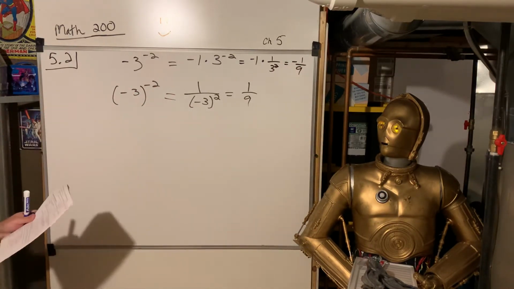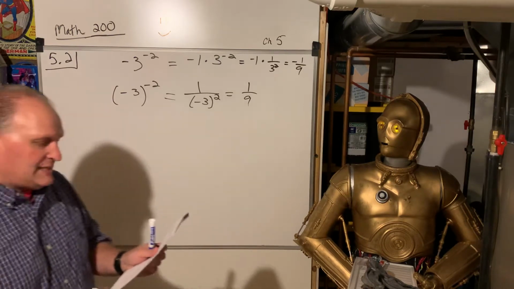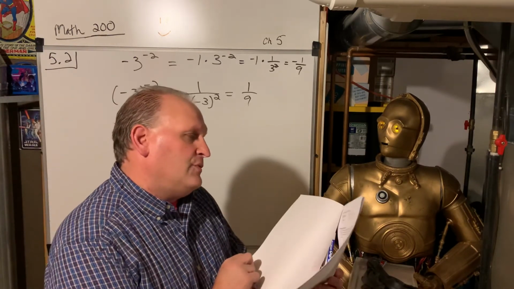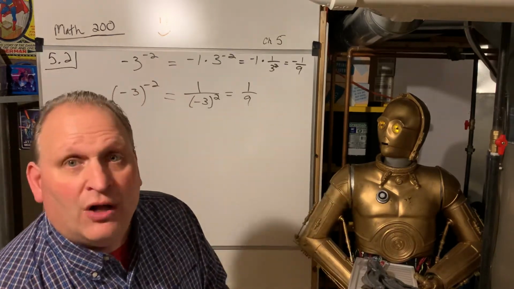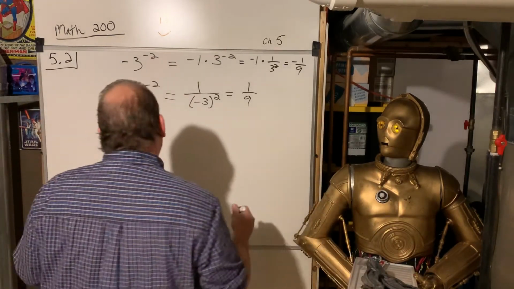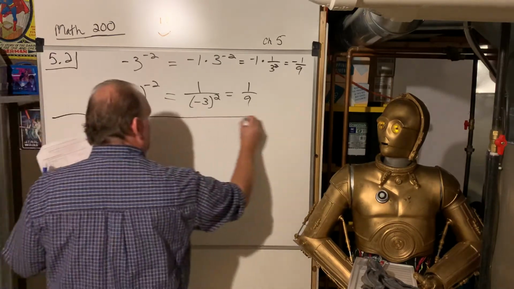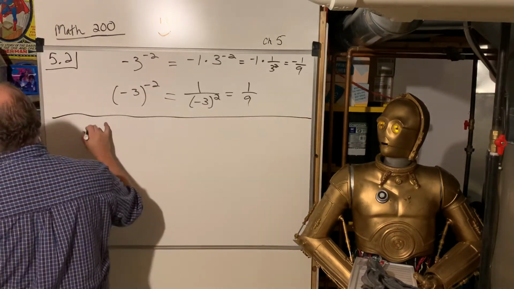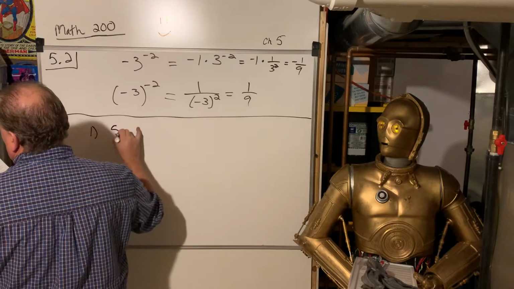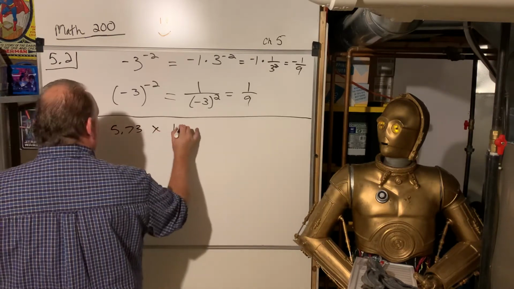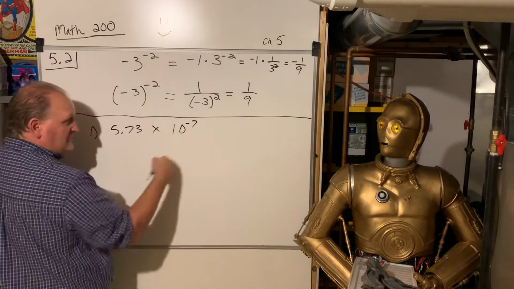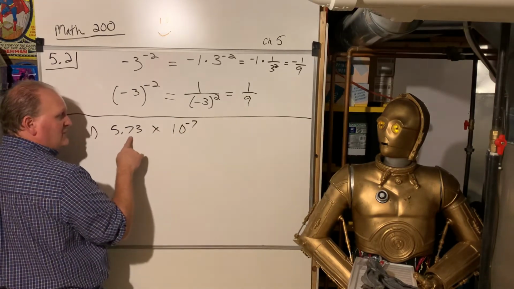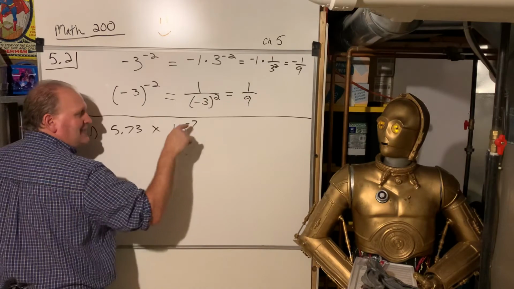All right. And then last, scientific notation. The reason we do scientific notation is to write really large or really small numbers, and they're a lot easier to compare. They're a lot easier to see. They're easier to work with. So 5.73 times 10 to the negative 7th. What this is saying is basically that moves it down to the bottom. So it's 5.73 divided by 10 to the 7th power.